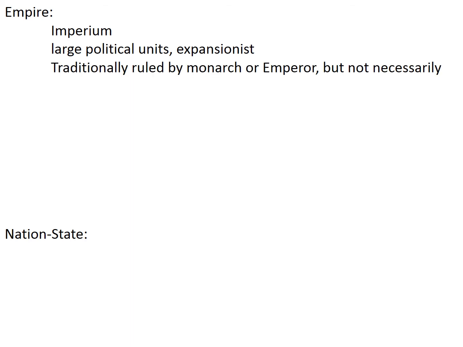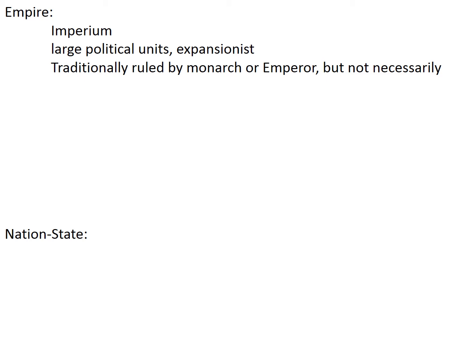So, empire as a term comes from the word imperium. This is the Latin word. It's a Roman word, imperium, that means the right to command. Empires refer to large political units. They are expansionist. They're traditionally ruled by a monarch or an emperor, though not necessarily the case.